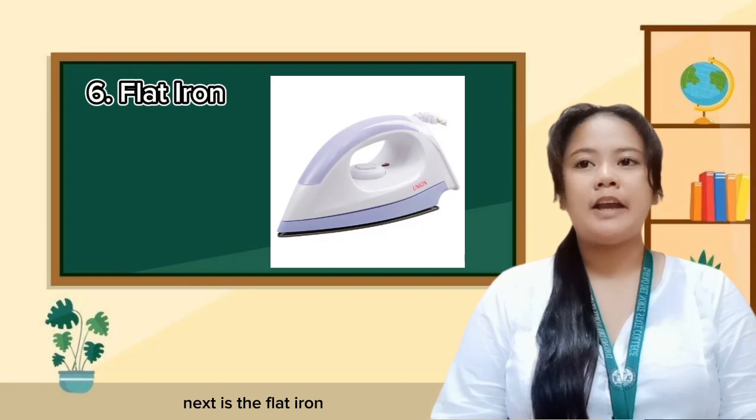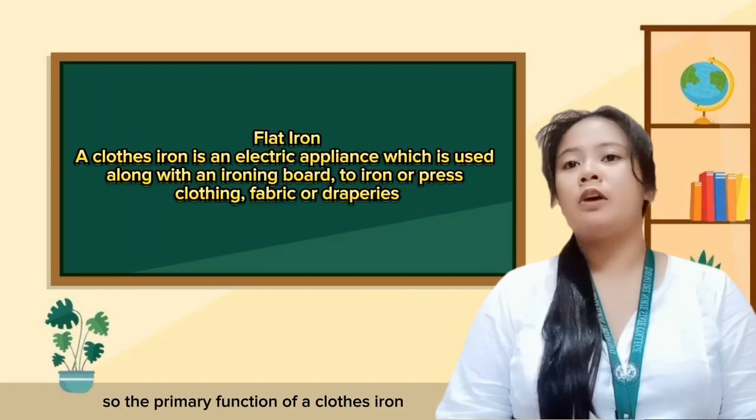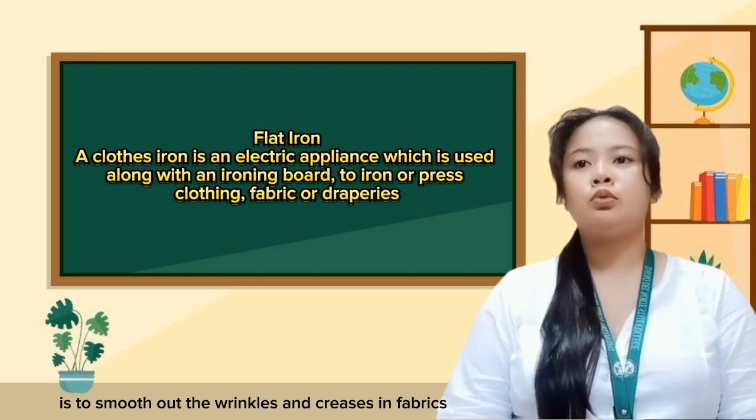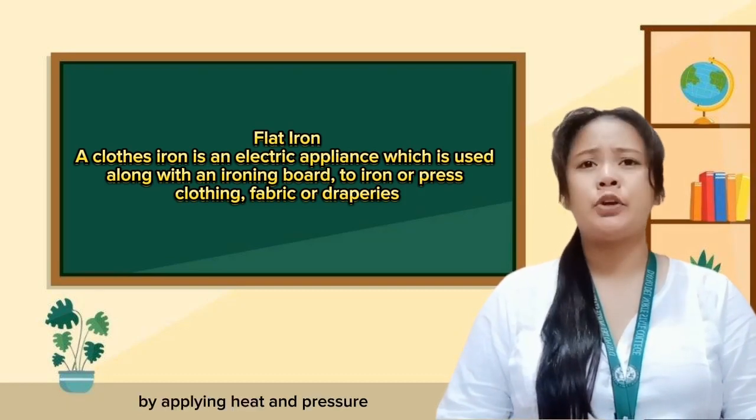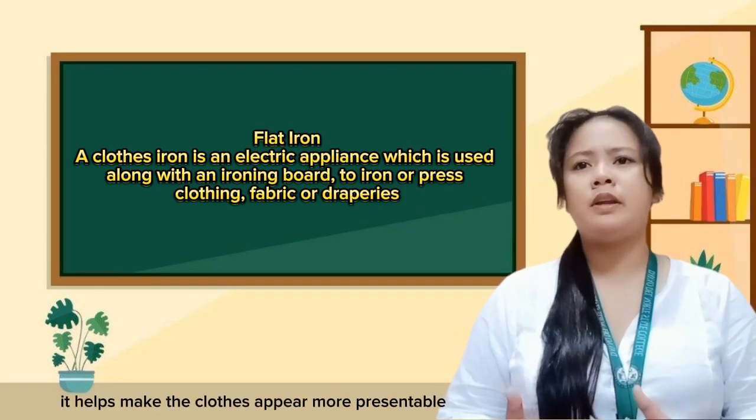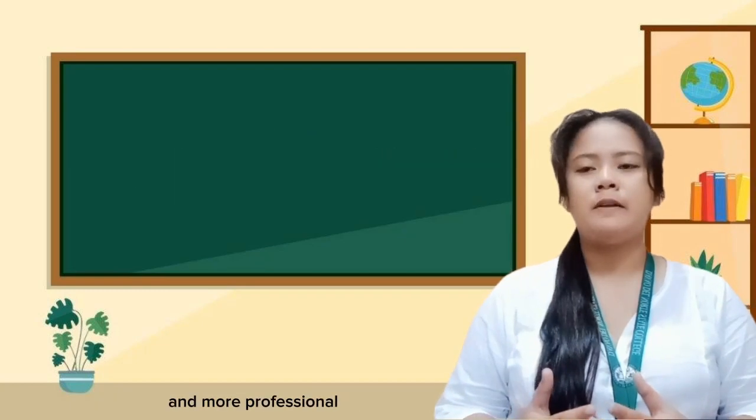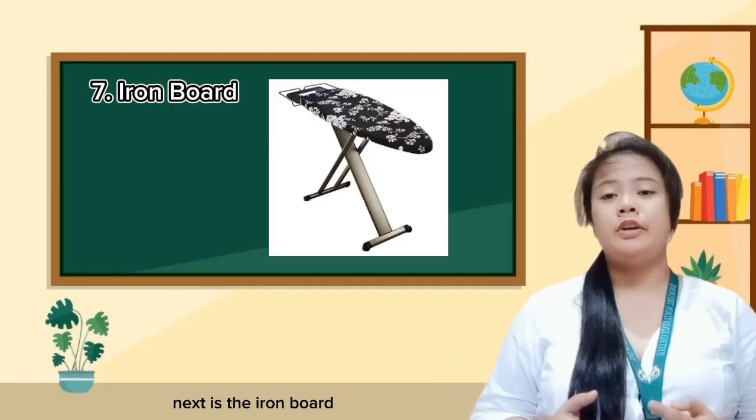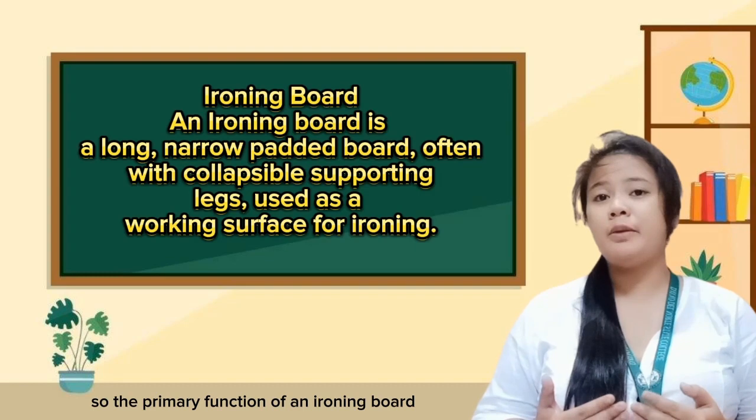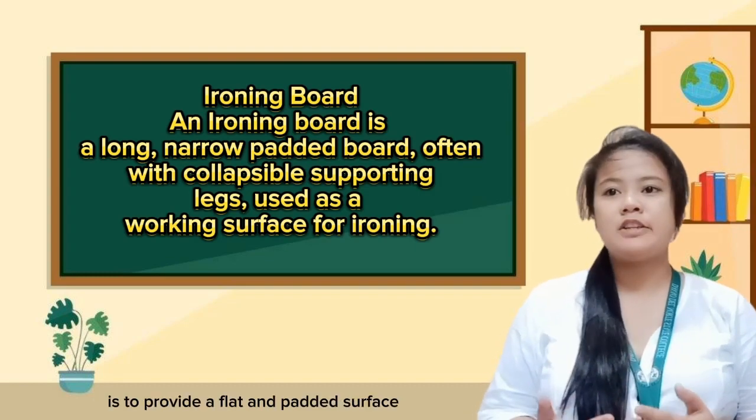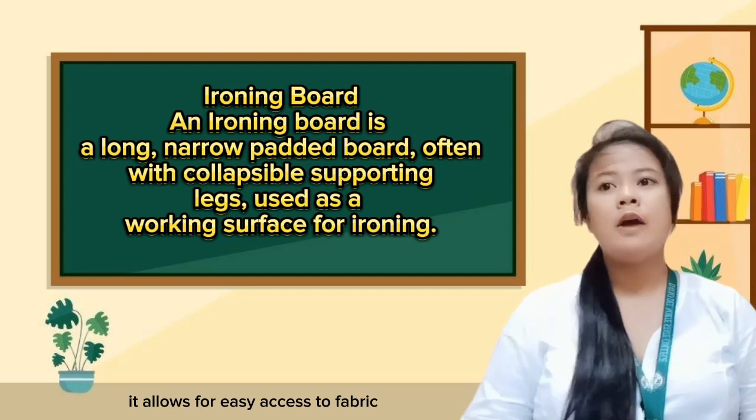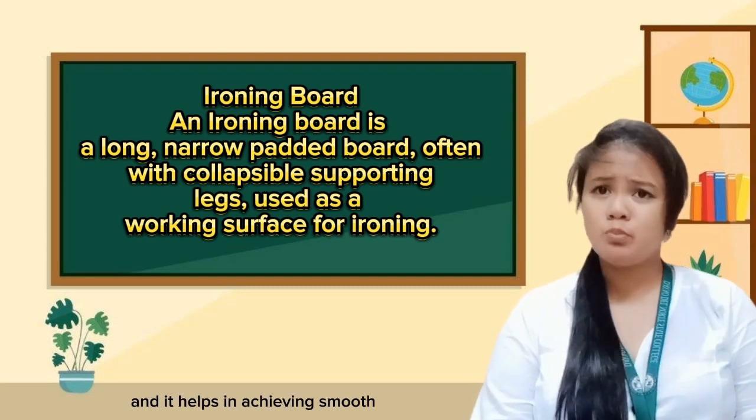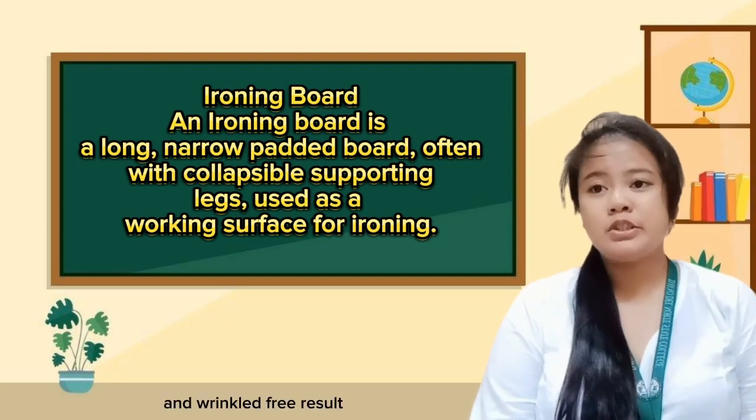Next is the flat iron. So the primary function of a clothes iron is to smooth out the wrinkles and creases in fabrics by applying heat and pressure. It helps make the clothes appear neat, presentable, and more professional. Next is the iron board. So the primary function of an ironing board is to provide a flat and padded surface for ironing clothes. It allows for easy access to fabric and it helps in achieving smooth and wrinkle-free result.